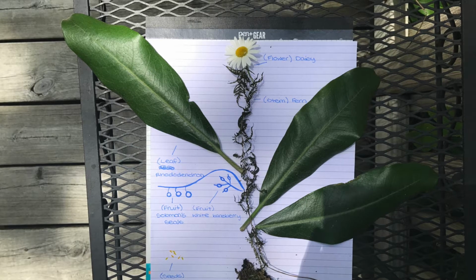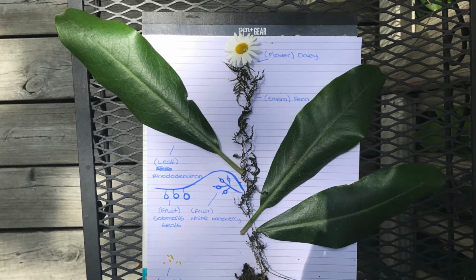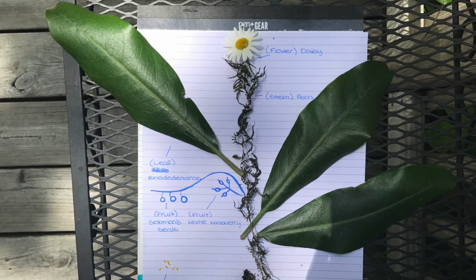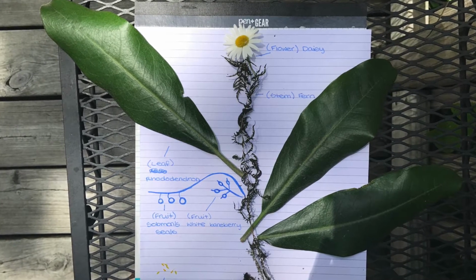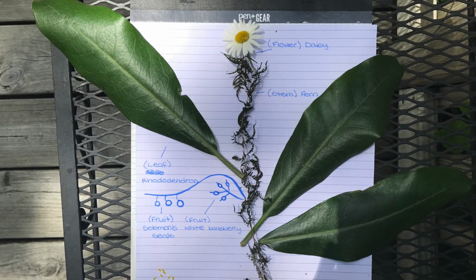Now for today's activity, we are going to go out into our green spaces and try to find one example of each plant part from a different plant. Then, at the end of our lesson, we are going to put them all together to make our very own plant species. Now, let's head out into the garden.